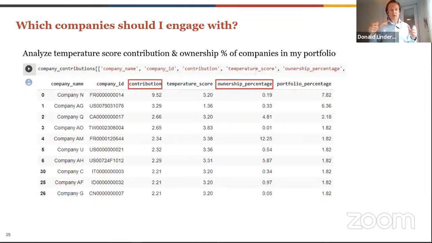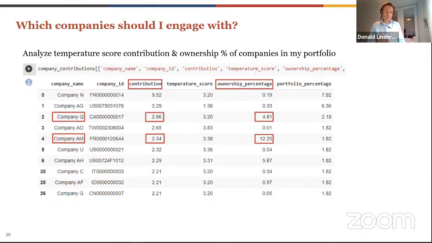So the ownership is obviously how much of this company's stock I actually own. So here we have 2 companies where I own almost 5% and then 12% of these particular companies, and they contribute quite a lot to my overall temperature score in my portfolio. And this can obviously be done, for this particular purpose, it's actually done on the portfolio level, but we could do this on the sector level if you wanted to do that instead.